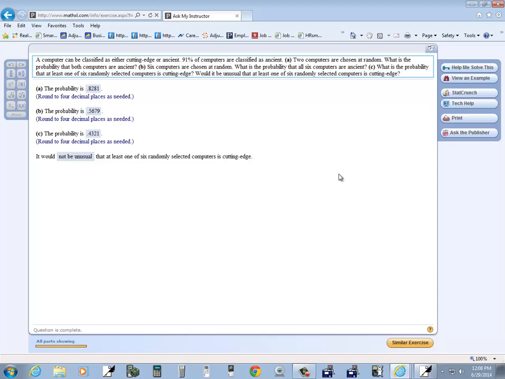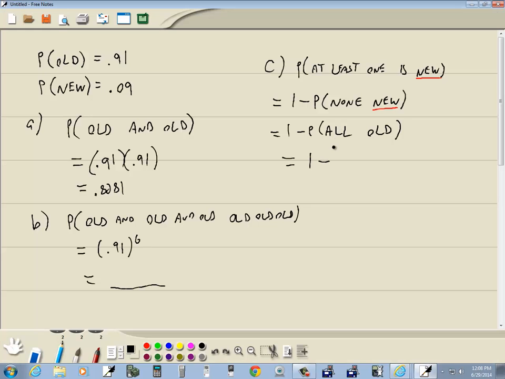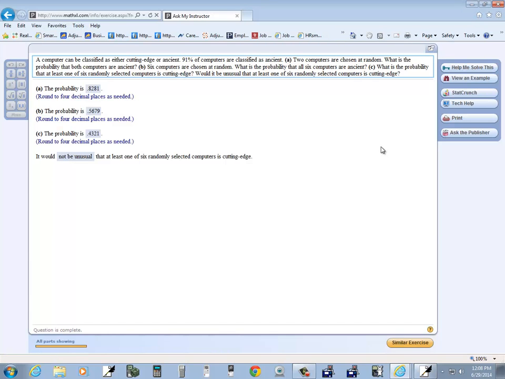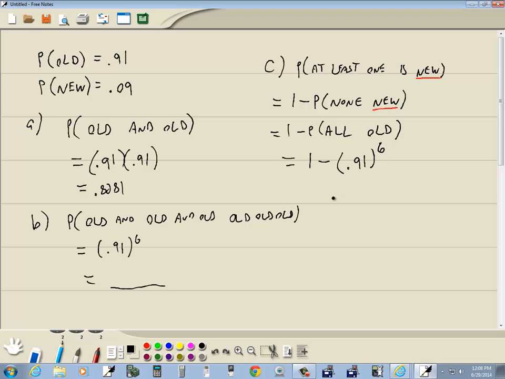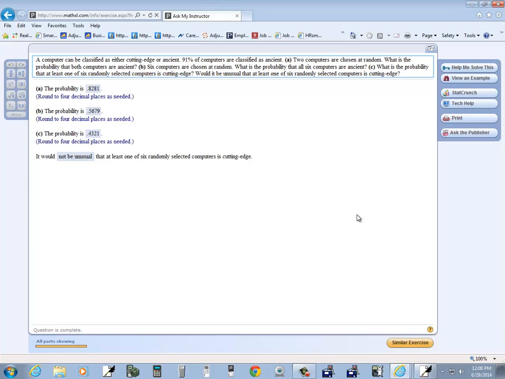So we got 1 minus, and how many did we say? At least one, 6. So the probability that one of them is old is 0.91. And however many we're talking about, we're saying six computers? Yeah, 6 computers, so we have a 6 power there. And then whatever that gives you, that's your answer. Now part D is just asking us that if the probability is less than 5%, then it would be unusual.